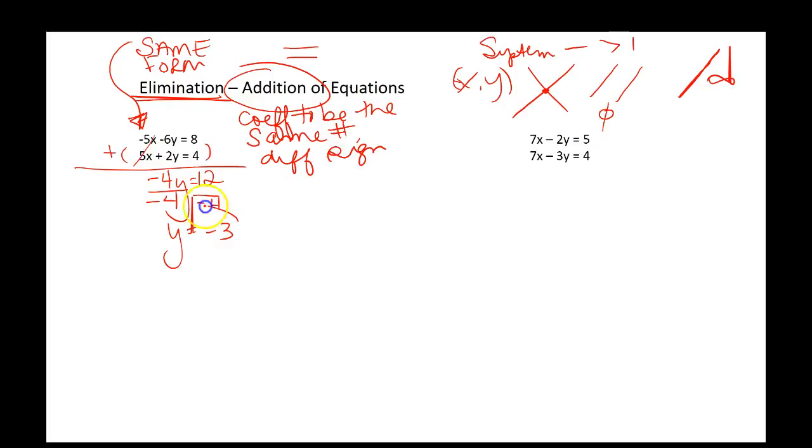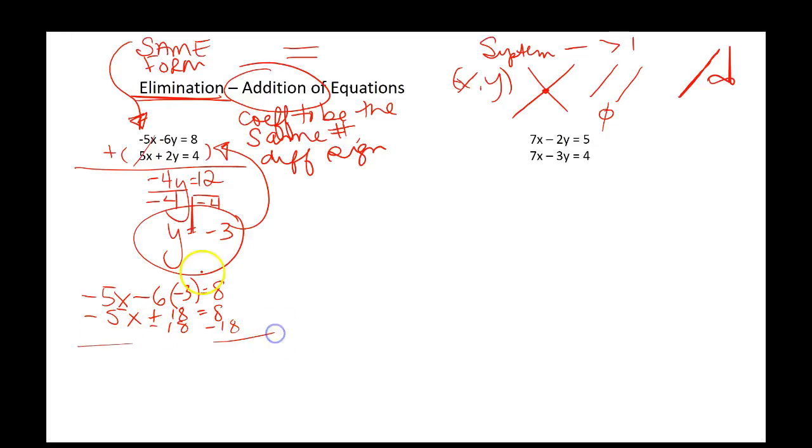Now I can take this and put it into either one of these equations and find x. So I'll use the first one. Negative 5x minus 6y, which is negative 3, equals 8. Negative 5x plus 18 equals 8. Let's subtract 18 from both sides. Negative 5x equals negative 10. Divide by negative 5. X equals 2. So my solution should be 2, negative 3.